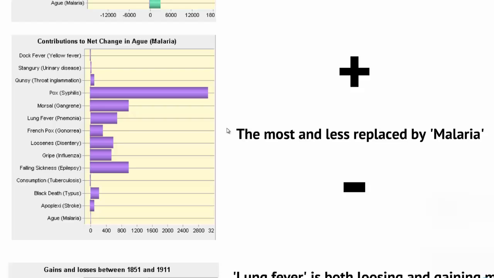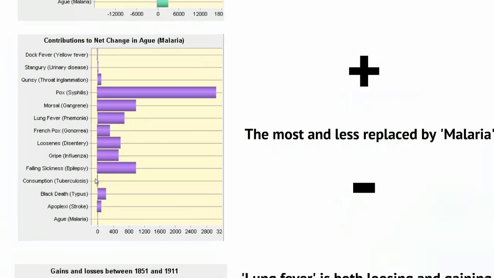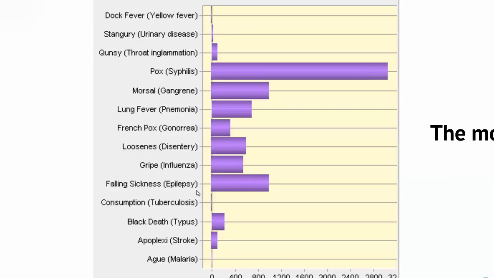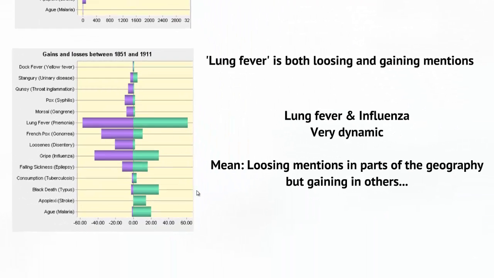And what I mean by that is that we can look at the most and least replaced diseases by another particular disease, in this case malaria. So syphilis, for instance, was the most replaced disease by malaria geographically, while tuberculosis, for instance, was the least replaced by malaria. We can also see another graphic that is quite close to the map that I was showing you before in terms of percentage changes.